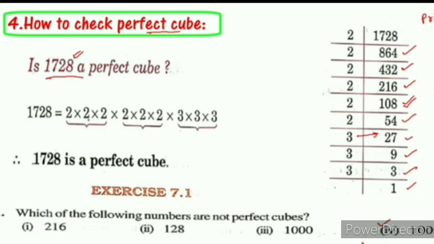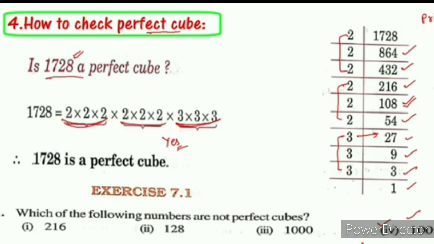Now look at the factors. Each factor is repeated 3 times. That is, they are in triplets, isn't it? Next, the second 2 also in triplets. Next, factor 3 also in triplets. In square we learned pairs. Each factor repeated in pairs. But here in cube, each factor is in triplets. If you have triplets, it is a perfect cube. You should write yes.